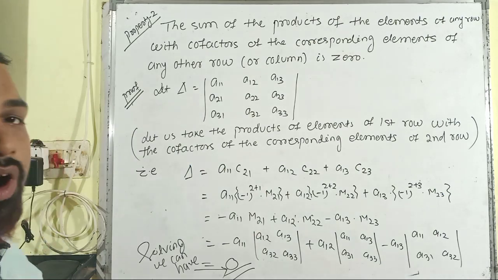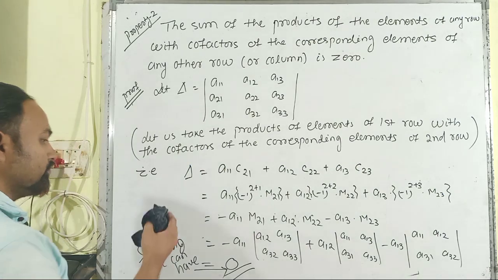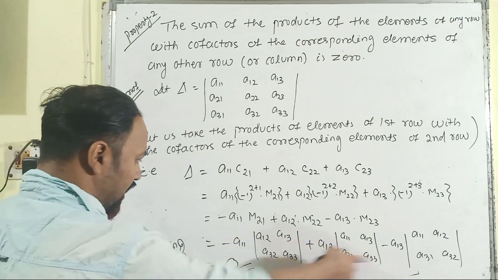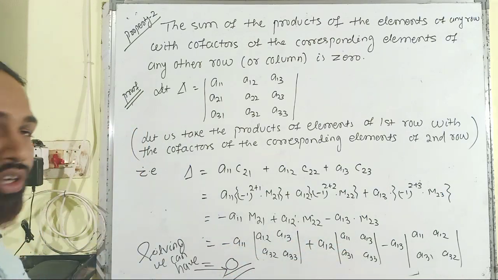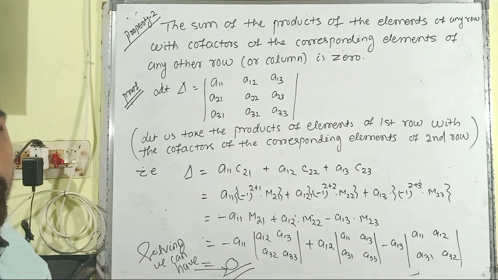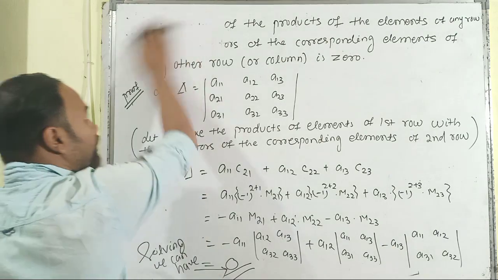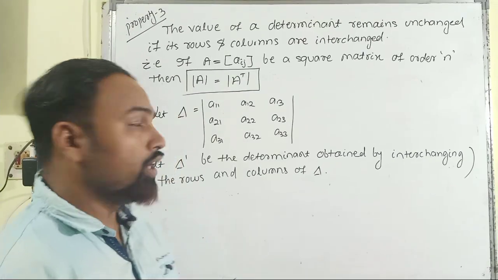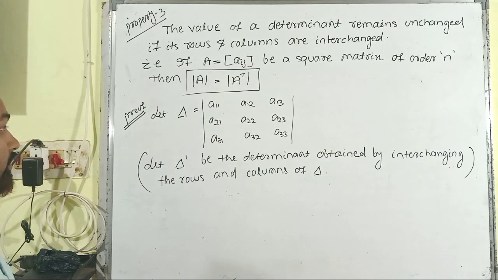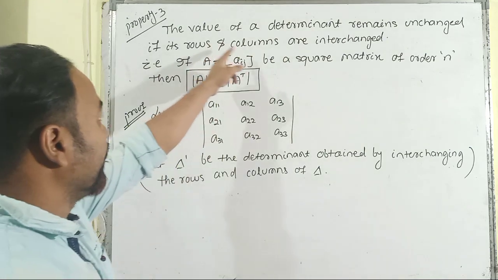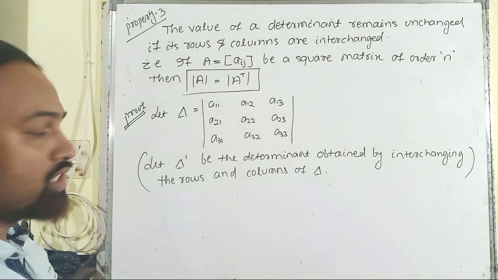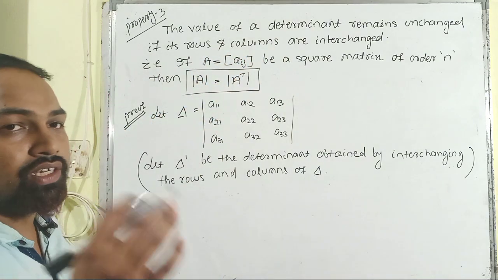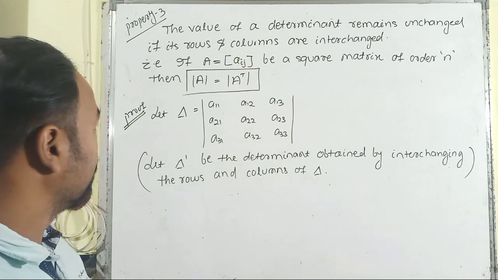Then let us discuss property number 3. You just have to solve this and you can find the value as 0, so that property number 2 is proved here. So here is property number 3, and property number 3 tells that the value of a determinant remains unchanged if its rows and columns are interchanged with each other.